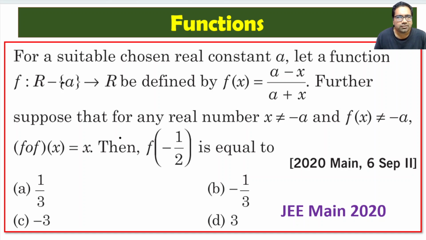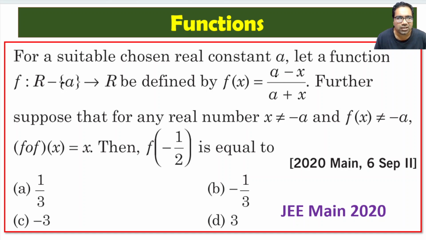Then suppose for any real number x not equal to minus a, f of x is not equal to minus a, and f of f of x equals x. What does that mean? In the place of x, if we substitute (a minus x) by (a plus x) in this equation, then that should be equal to x. Basically, this statement means we are given an equation.